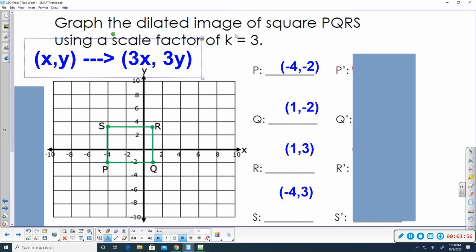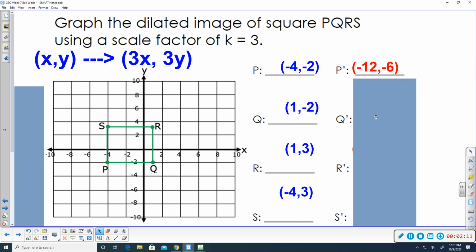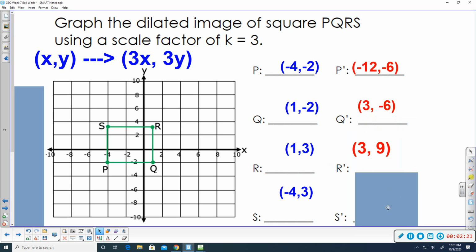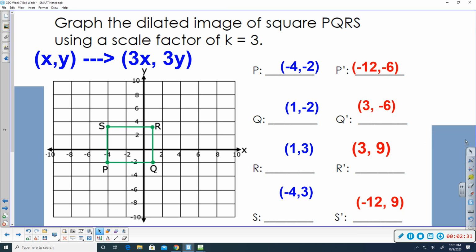Okay, so now we're going to use that rule that we just wrote to find our prime points. So -4 and -2, we're going to take the x value, multiply it by 3, take the y value, multiply it by 3. So that's going to turn into -12, -6. So those are the coordinates of P prime. Q prime is going to be 3, -6. R prime will be 3, 9. Because again, we're just taking the x coordinate, multiplying it by 3, taking the y coordinate, multiplying it by 3. And then S prime will be -12, 9.